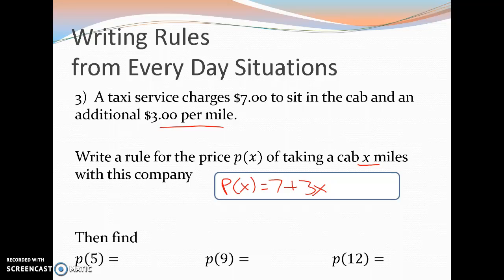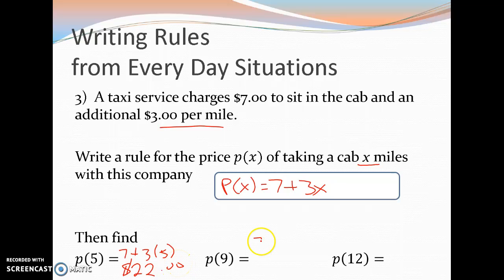And so for our first example here, that means you go 5 miles. In other words, we're going to replace the x with 5. So it's going to be 7 plus 3 times 5. 3 times 5 is 15, and 7 plus 15 is $22. So if you go 5 miles, your cab ride is going to cost $22.